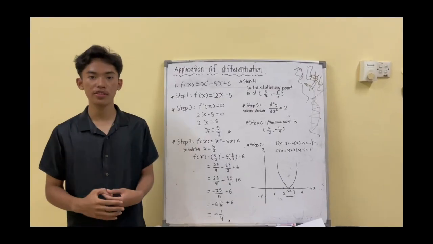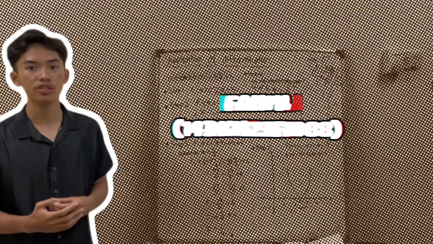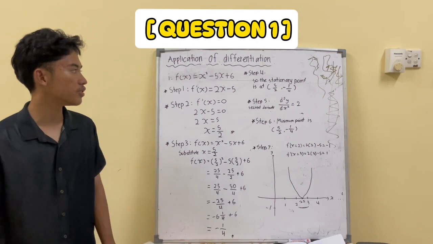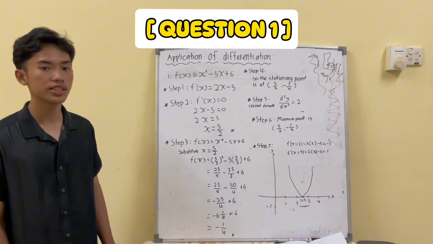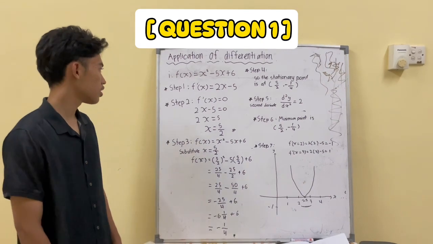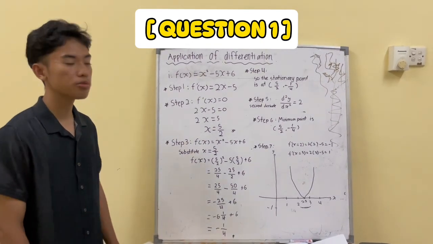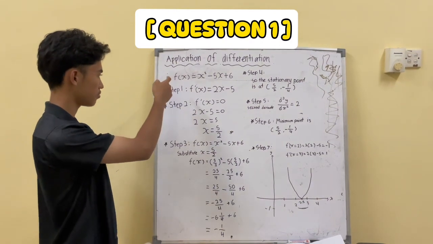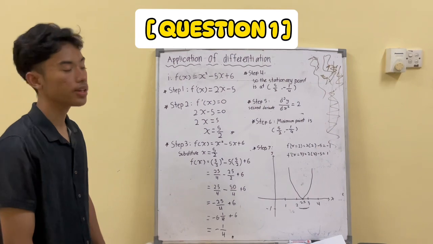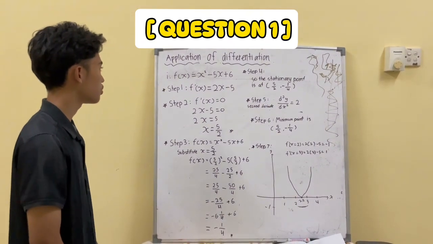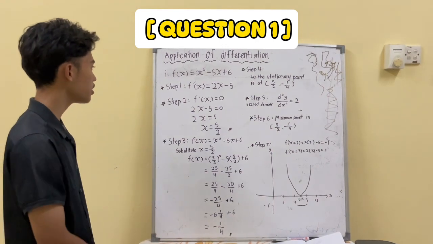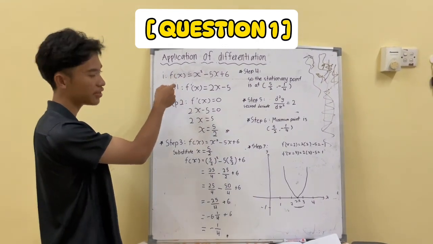So thank you Karen for the explanation of the introduction of application of differentiation. So my question is, find all of the maximum and minimum and sketch the graph. So question number 1 is f(x) equals x² minus 5x plus 6. In application of differentiation, we have 7 steps. So first step, we must differentiate.